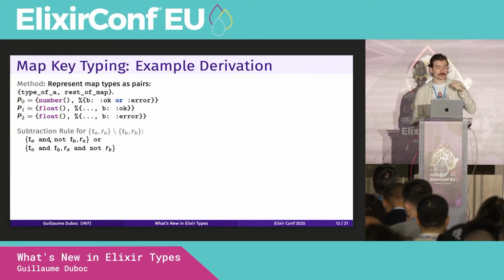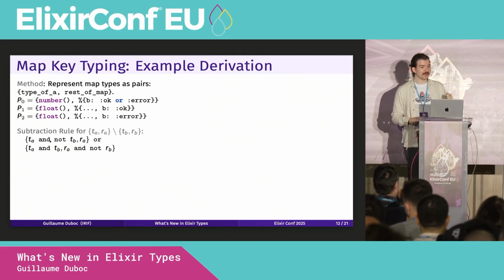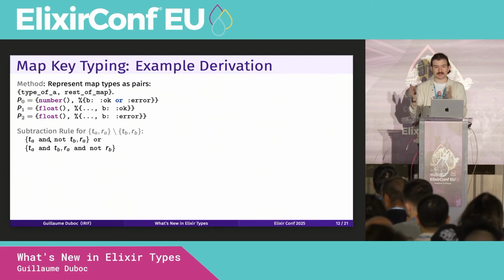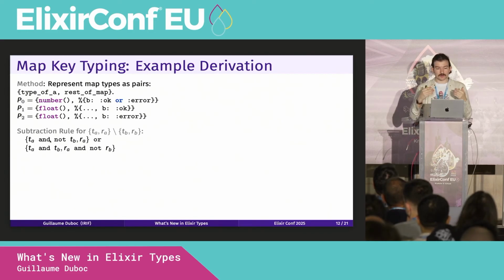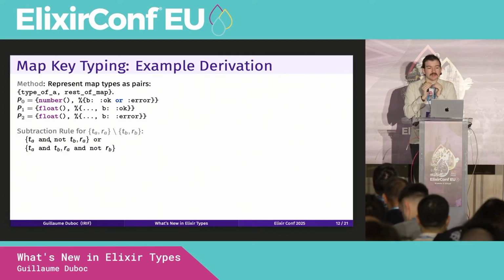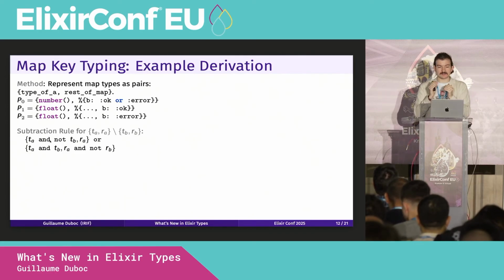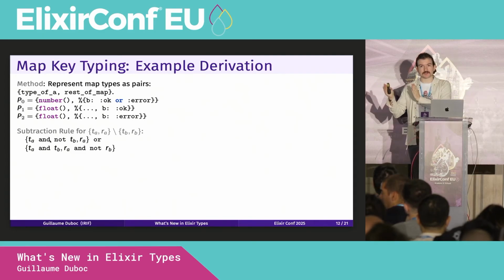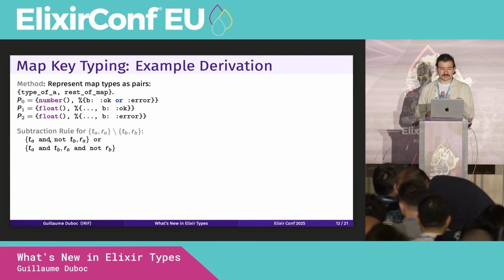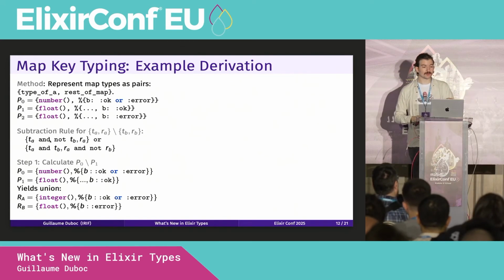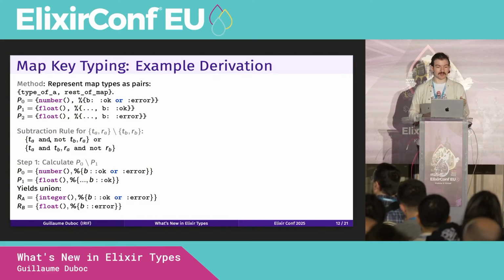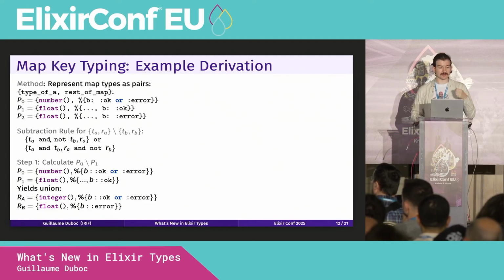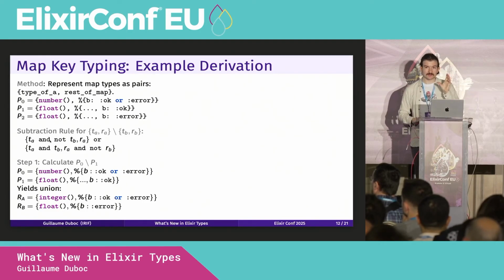Either the first element of a pair is in TA but not in TB, and then the second element can be anything, so it's RA, or you have an element which is in both TA and TB, and in this case you must make sure that you're not in the subtracted pair. And so you have this little rule, and we apply it to this P0 minus P1, and we get two pairs.